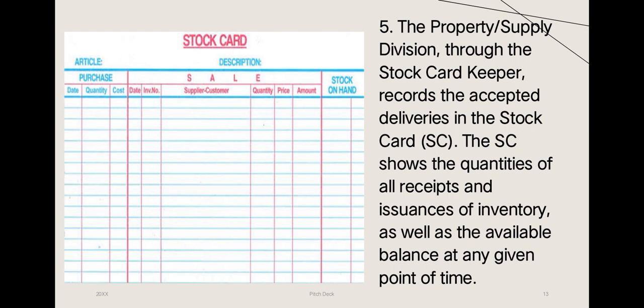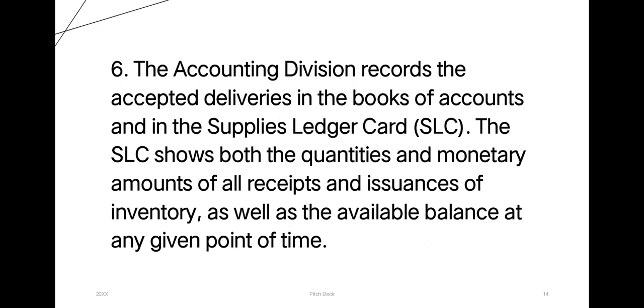So, kailangan ng stock card para ma-record yung movement and madaling ma-compare yung stock balance sa record sa actual physical stock present. Next is the accounting division records the accepted deliveries in the books of accounts and in supplies ledger card. The SLC shows both the quantities and monetary amounts of all receipts and issuances of inventory, as well as the available balance at any given point of time.